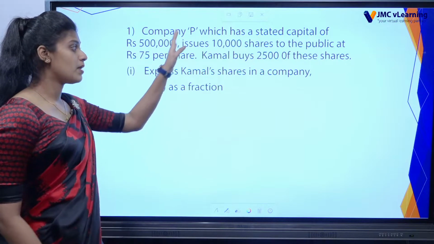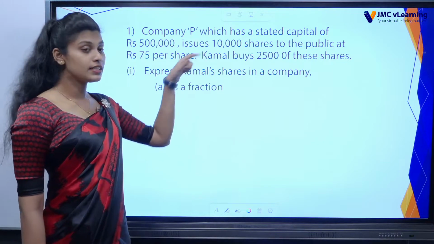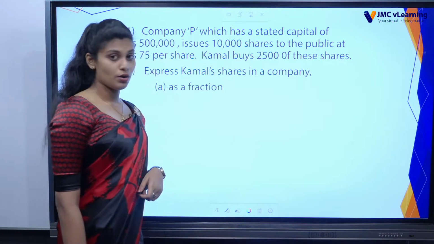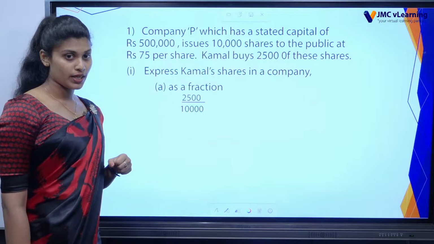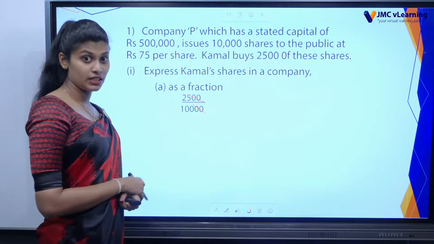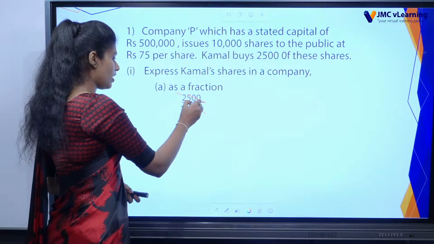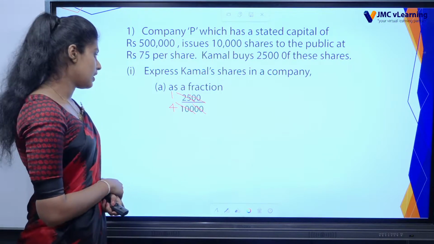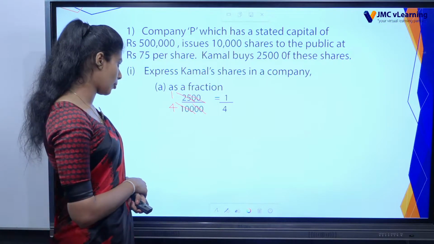Then Kamal buys 2,500 shares. All the number of shares are 10,000. Then how can you write this as a fraction? 2,500 over 10,000. This one you can simplify, cut zeros, then it can be divided by 25. Only one 25 is there. There are 4 25s in 100. Then as a fraction, the answer is 1 over 4.